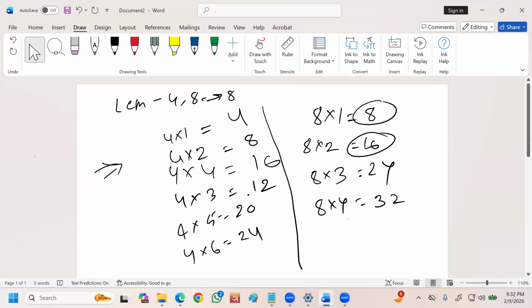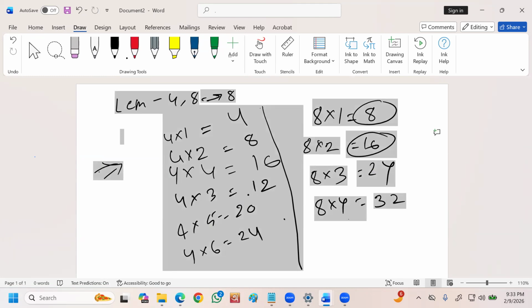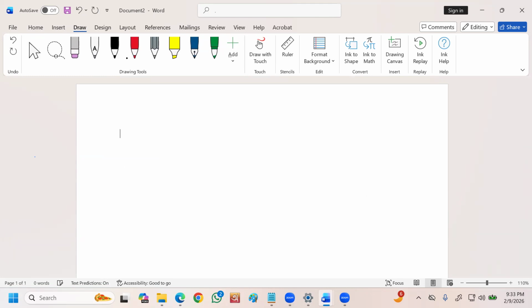So I will erase the writings here. If you have to take any note, please do it first. Okay, then now I'm erasing the numbers.